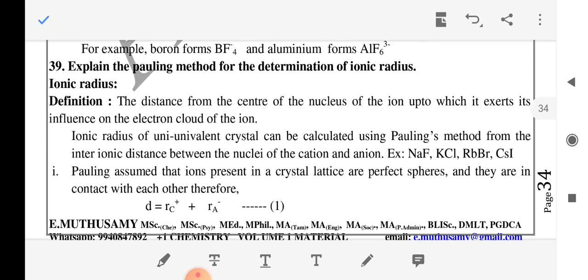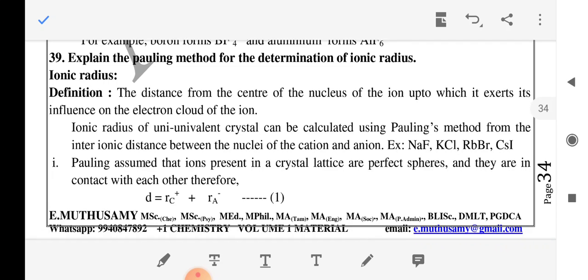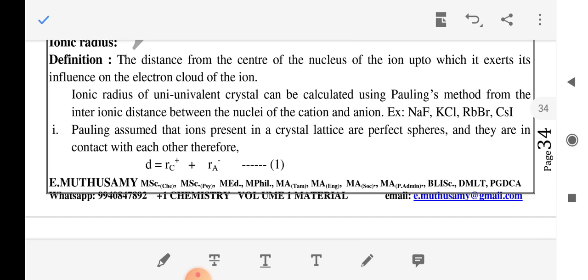So what is the ionic radius? We know the definition: the distance from the center of the nucleus which exerts the influence of the electron cloud of the ion. So the ionic radius of a univalent crystal can be calculated by the Pauling method. It uses the interionic nuclear distance between the nucleus of the cation and the anion. Examples are NaF, KCl, RbBr, that is rubidium bromide, then CsI. Pauling assumed that the ions present in the crystal lattice are perfect spheres in contact with each other.